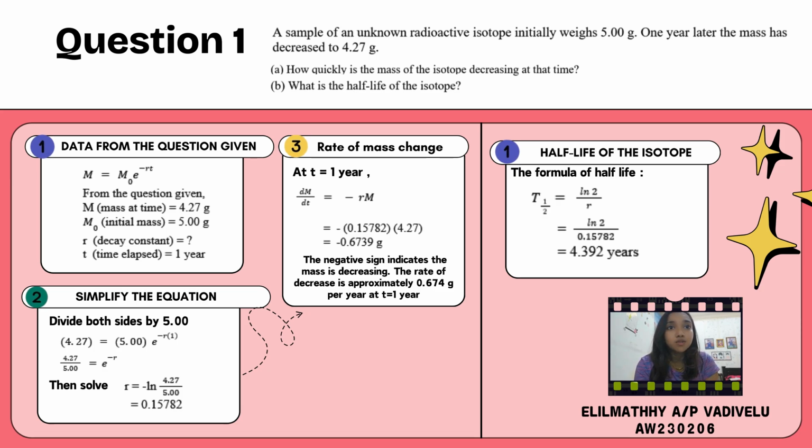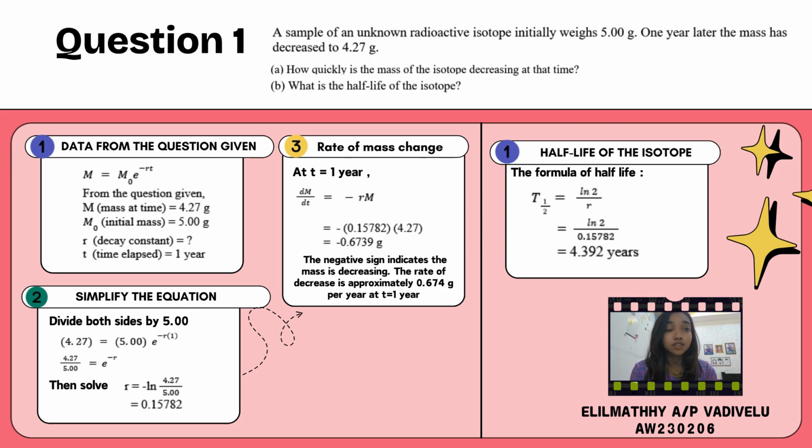And then we have to use the formula, and after calculation, k equals 0.15782, and that is our decay constant. Next, we have to calculate how quickly the mass is decreasing at t equals 1 year. When we use the formula and substitute the values, we will get the answer of negative 0.6739 gram per year, and the negative sign indicates a decrease. So the rate of mass loss is approximately 0.674 gram per year.